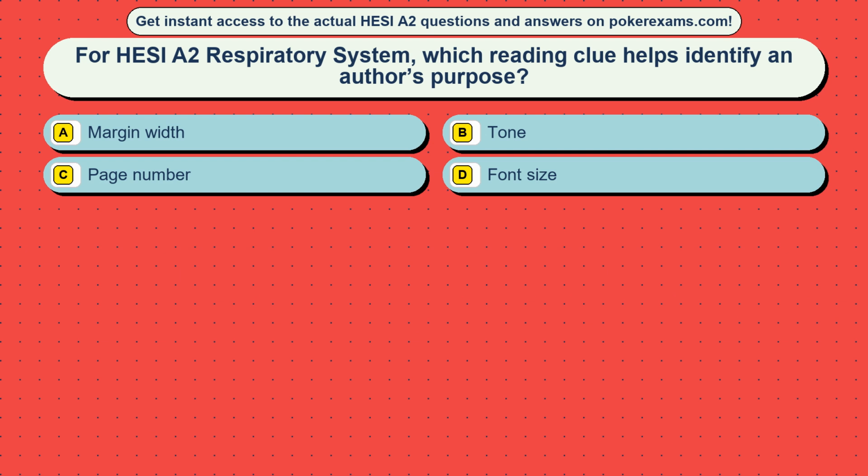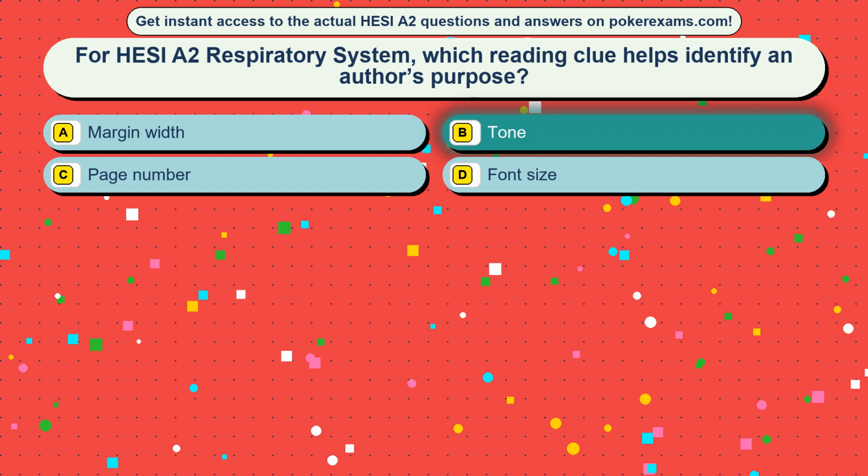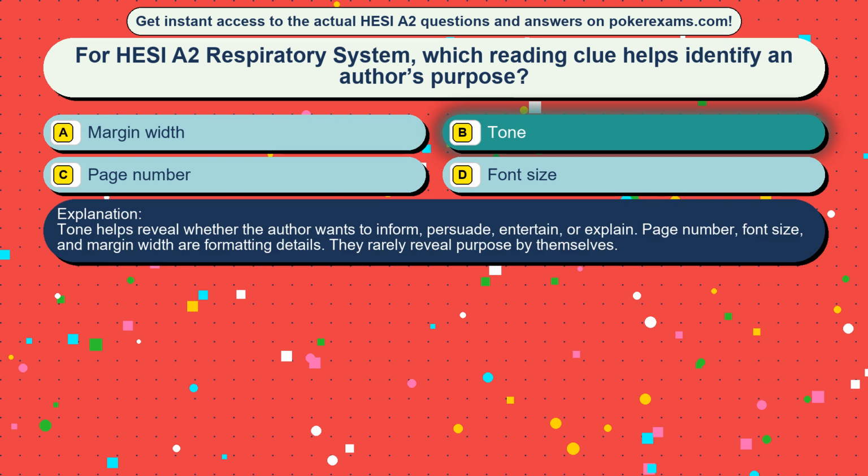Question 32. For HESI A2 respiratory system, which reading clue helps identify an author's purpose? Option A, margin width. Option B, tone. Option C, page number. Option D, font size. The correct answer is option B, tone. Tone helps reveal whether the author wants to inform, persuade, entertain, or explain. Page number, font size, and margin width are formatting details. They rarely reveal purpose by themselves.